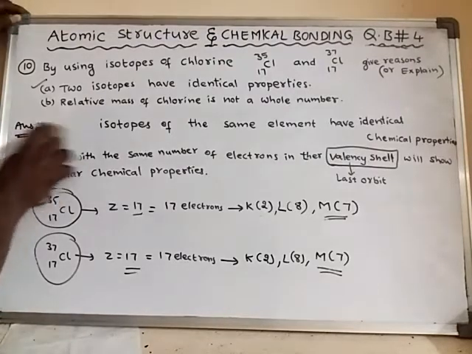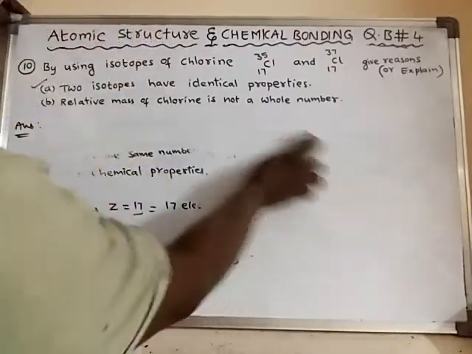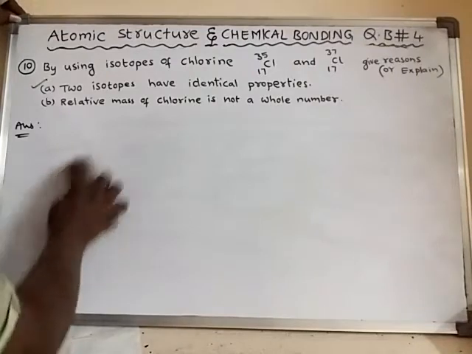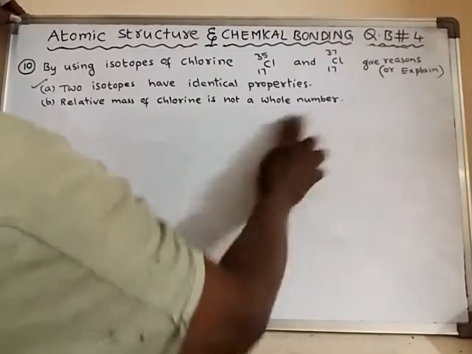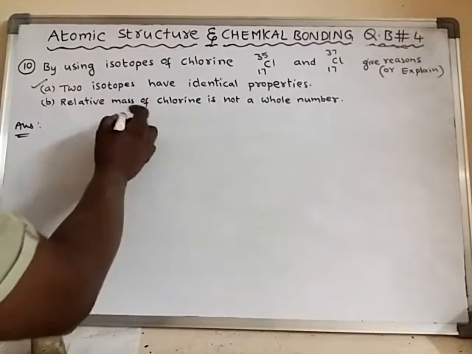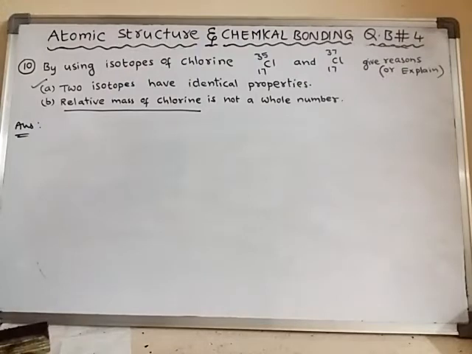Sub question B. What does this sub question B say? Sub question B says this: the relative mass of chlorine is not a whole number. What is the meaning of relative mass of chlorine? How do you calculate relative mass of chlorine?